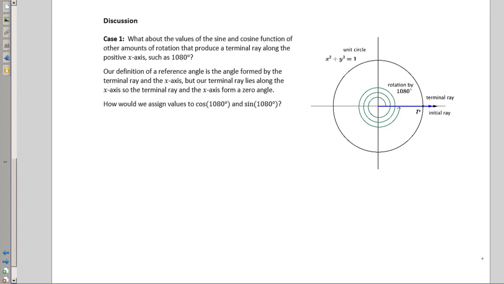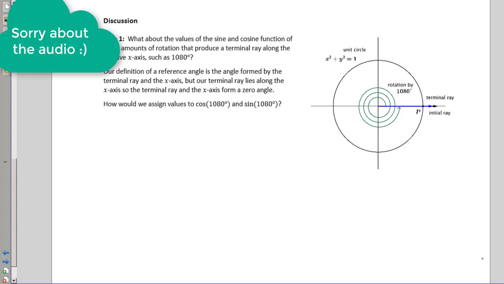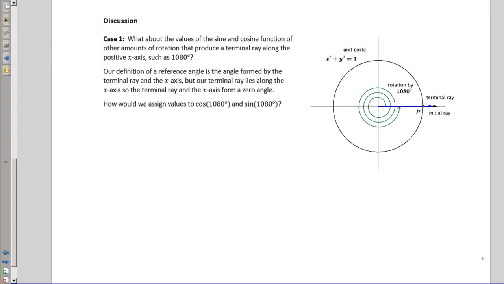Today we're going to have a brief discussion about quadrantal angles. So this is in the extending the domain of sine and cosine to all real numbers notes that we've been using for the past couple of days. And a quadrantal angle is basically an angle that's formed by the quadrants. So on the x-axis, positive side, negative side. On the y-axis, positive side, negative side.